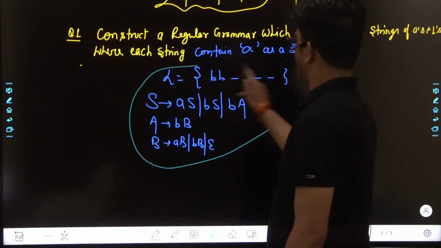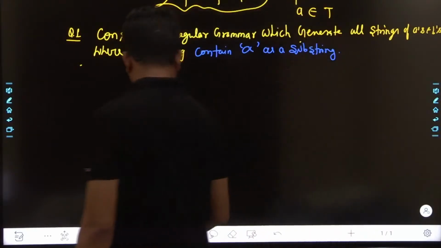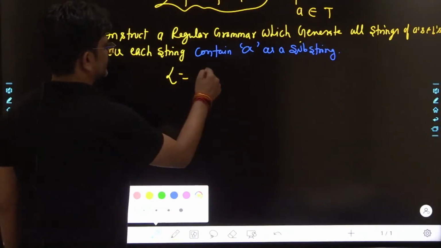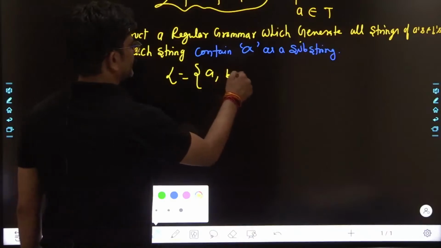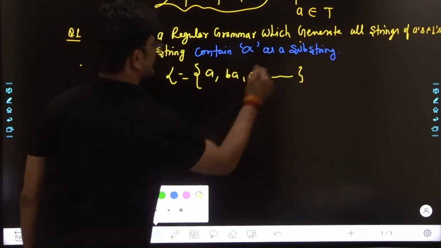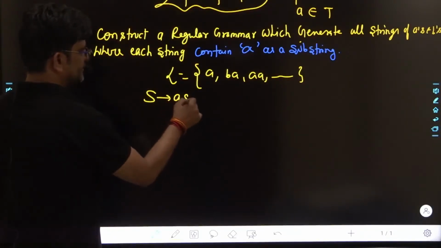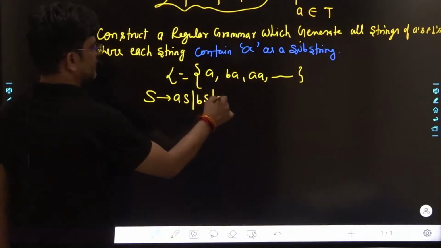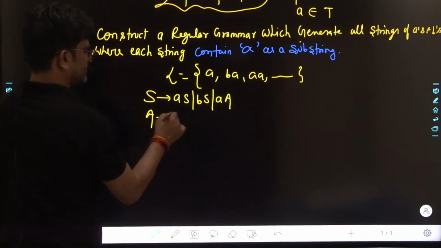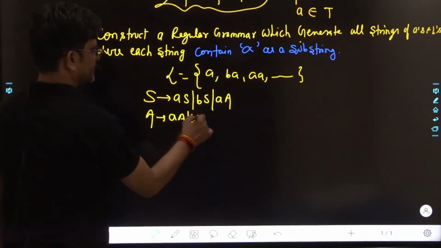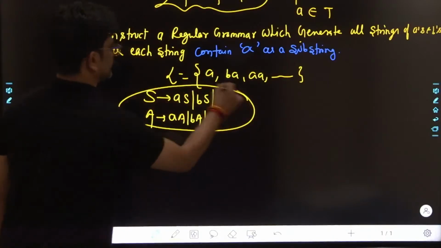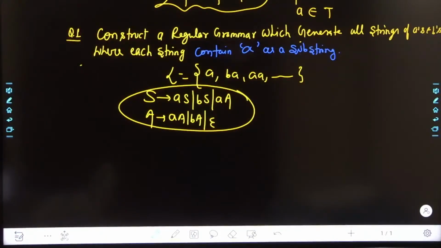Now, next question. Contain single A as a substring. Then what is the language and what is the grammar? L contains at least single A. It contains BA, it contains AA and many more. So S generates either it starts with A or starts with B, or it generates single A. So A, B, A, epsilon. So this is the grammar that generates A as a substring.